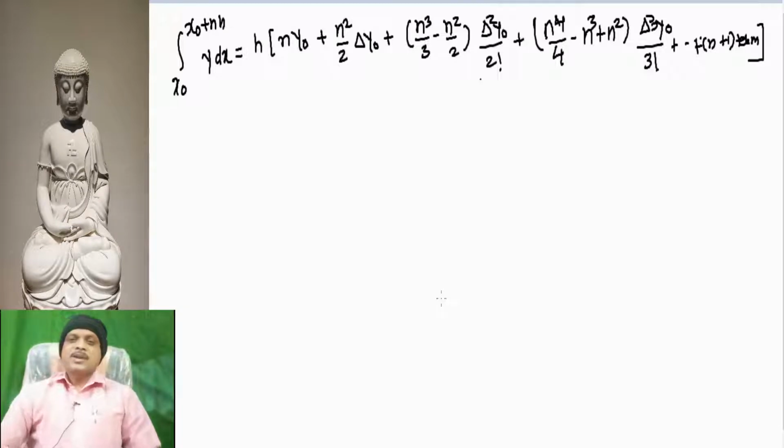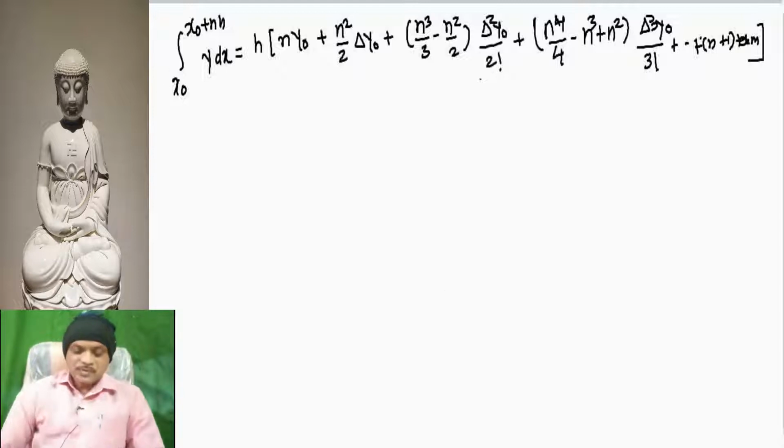The general quadrature formula is on your screen. The integration from x0 to x0 plus nh, these are the bounds of the integration, of y dx equals h into [n y0 plus n squared divided by 2 delta y0 plus (n cubed divided by 3 minus n squared divided by 2) into delta squared y0 divided by 2 factorial plus (n raised to 4 divided by 4 minus n cubed plus n squared) into delta cubed y0 divided by 3 factorial plus] up to n plus 1 terms.